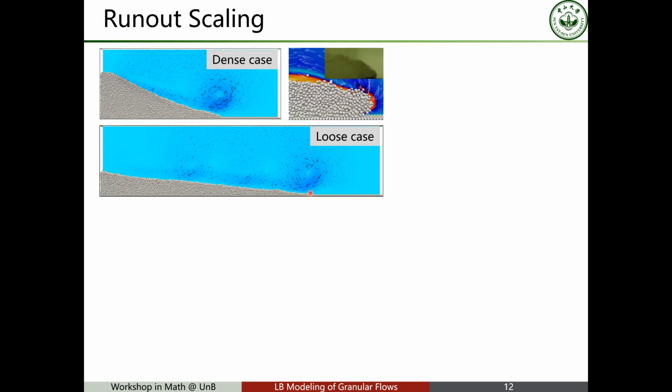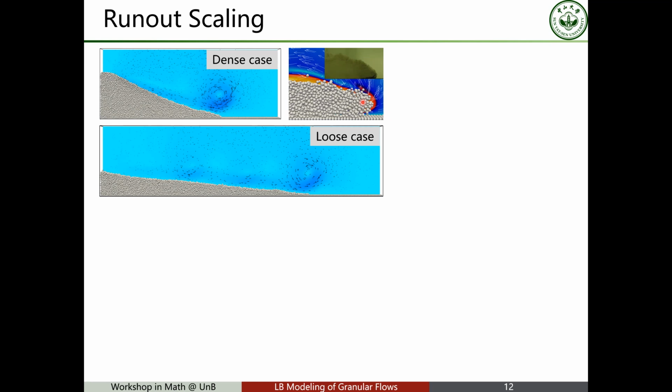So if we look closer at the loose case, we can see the lift-up of the granular front during the collapse, which is also observed in some experiments. The reason this can happen is that the granular particles move so fast that there is not enough time for the particles to displace the fluid in front.